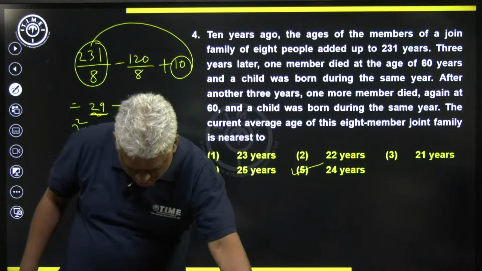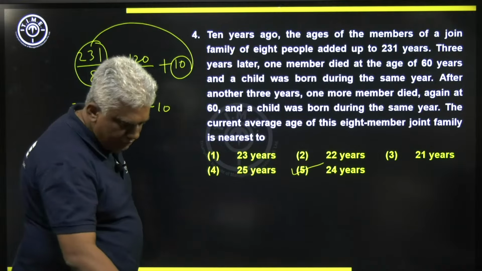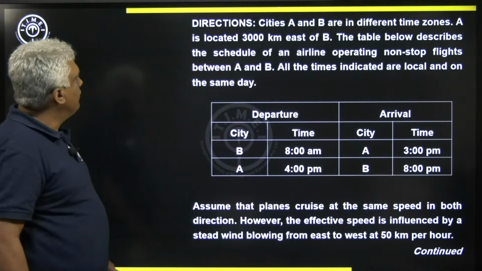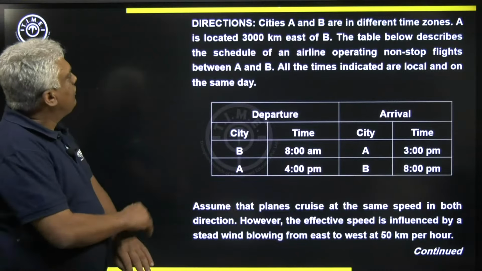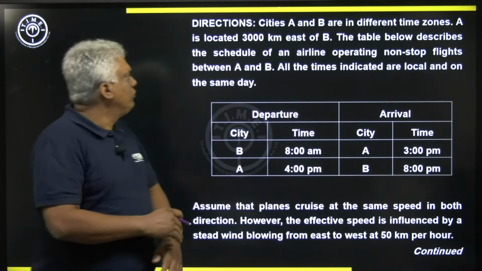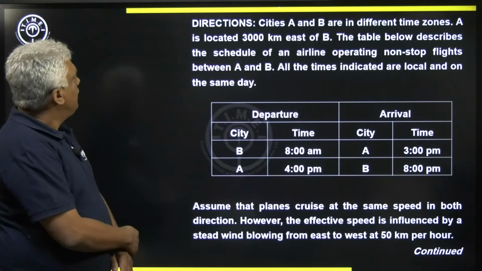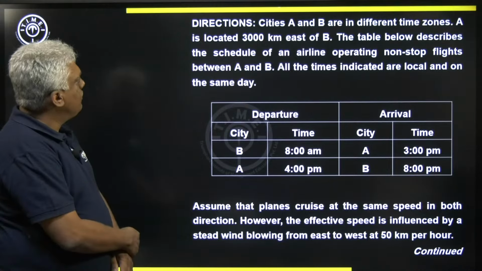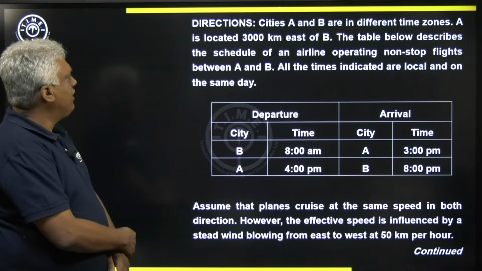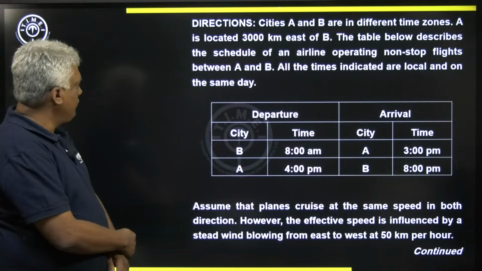Okay, so can we move to the next question, right? Okay, there are two questions in this. See, when this question came in CAT or past CAT, there were two questions with this, right? So cities A and B are in different time zones. A is located 3000 kilometers east of B. The table below describes the schedule of an airline operating non-stops between A and B. All the times indicated are local time on the same day.